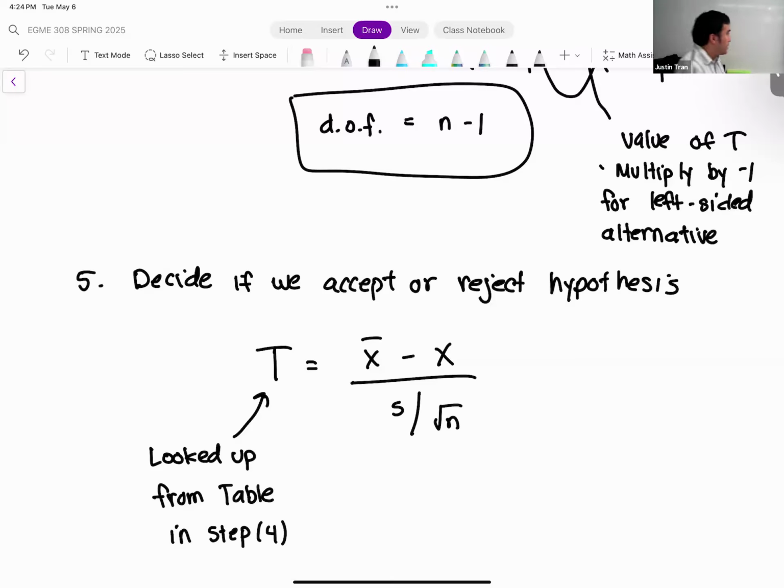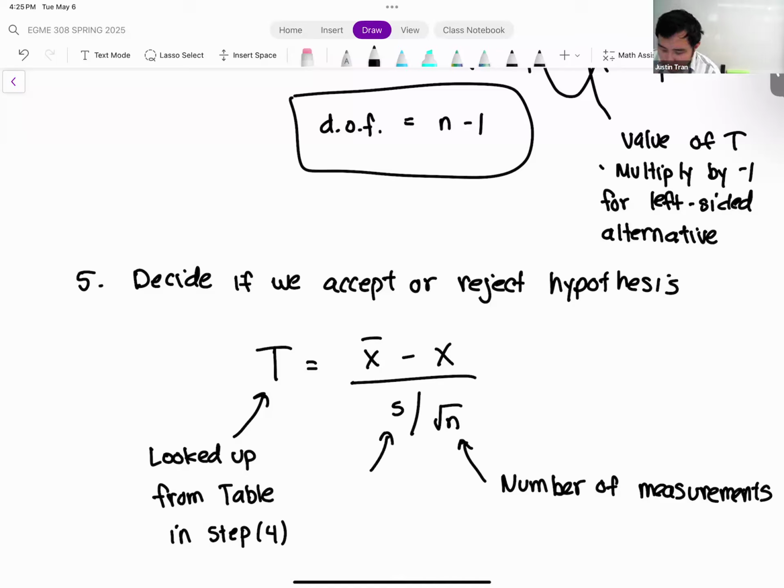So this is what we just did in step 4. Whatever you got from the t distribution table, you're going to plug into that part of the equation there. N here, of course, is the number of trials, or the number of experiments, or number of measurements that we have. S right here is the standard deviation of the data.